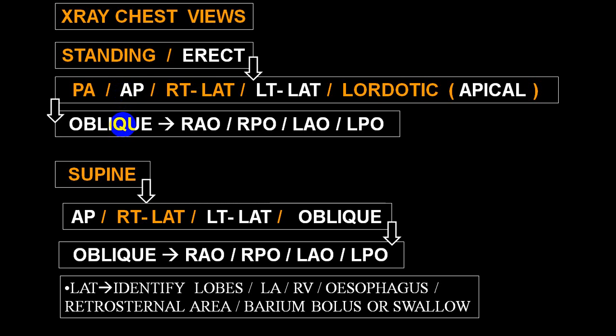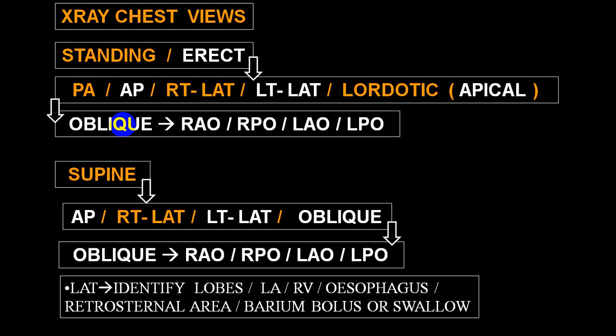If the structure is more on the left side, you will ask for a left lateral. If it is on the right side, you will ask for a right lateral. So if there is a structure on the right side and it is overlapping, you will ask for a right lateral.